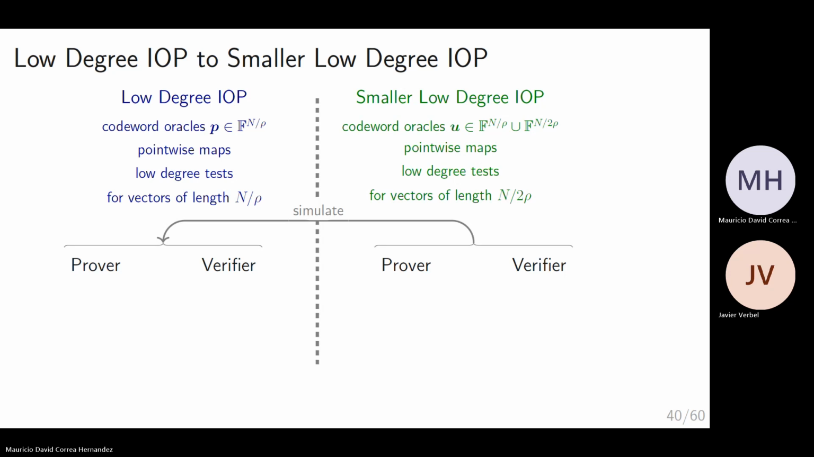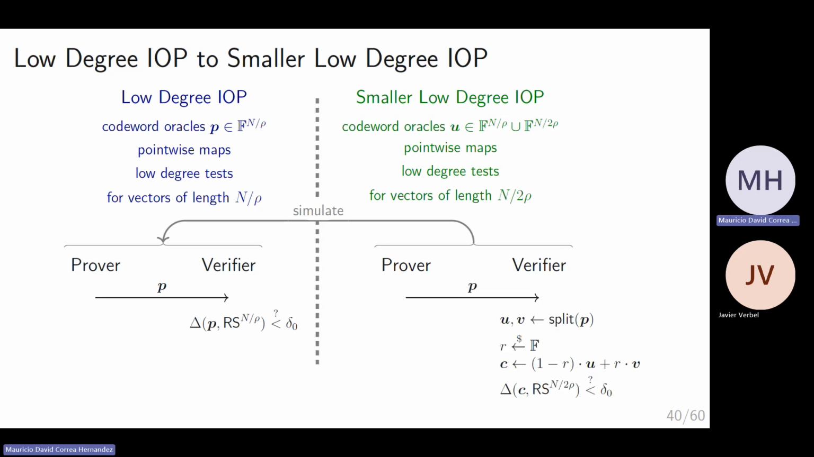So the vectors have halved in length, and their rate is still the same across these two worlds. And we want to use the verifier on the right to simulate the verifier on the left. So basically, at some point, the verifier on the left receives a vector P from the prover and wants to test whether that vector corresponds to a code word or is far from the code. The code being the code of length n.